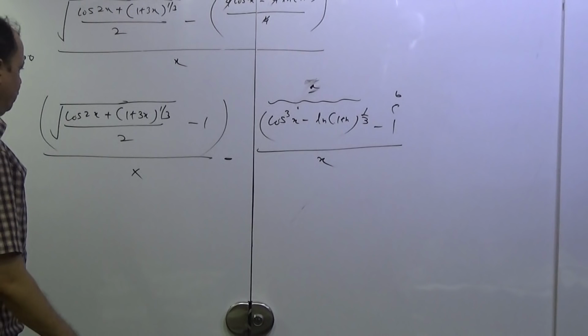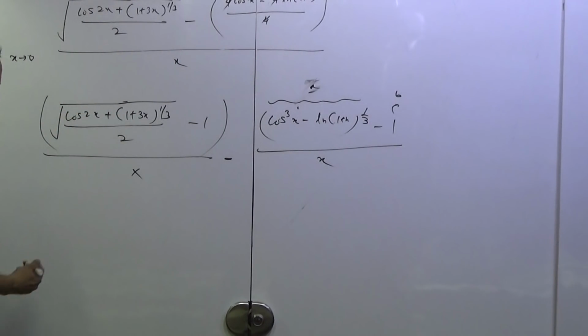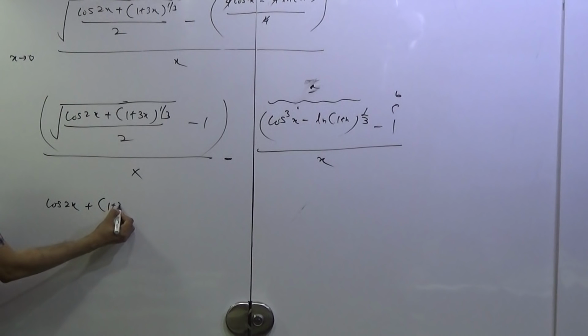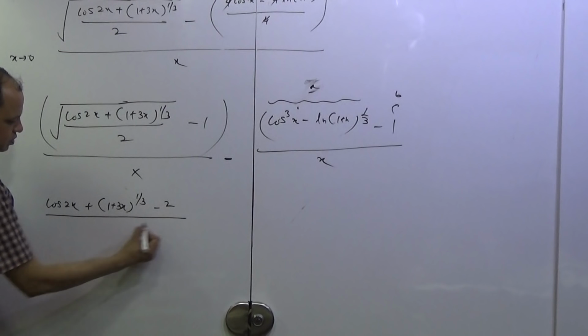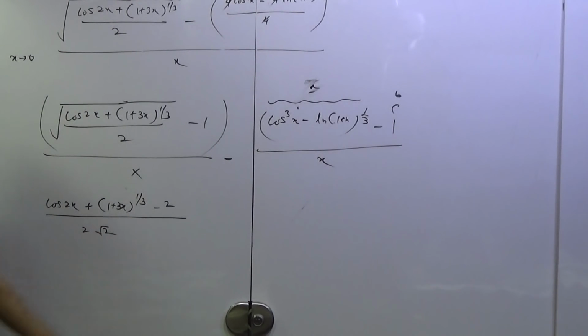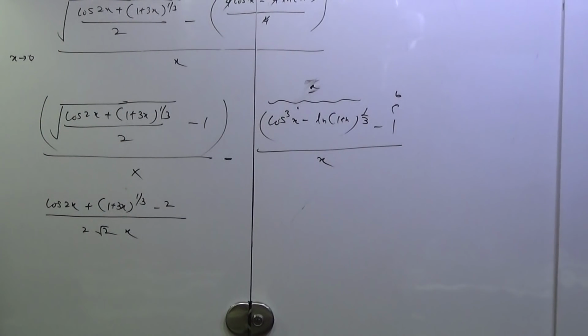Okay. So rationalizing this, what is the factor in the numerator after rationalization? Cos 2x plus 1 plus 3x to the power 1 by 3, divided by 2. Can I write minus 2 over here? Yes. And the whole divided by 2. Can I write it as root 2 also? Yes, root 2 fine, because of the rationalization factor here and x over here. Right? Yes sir.